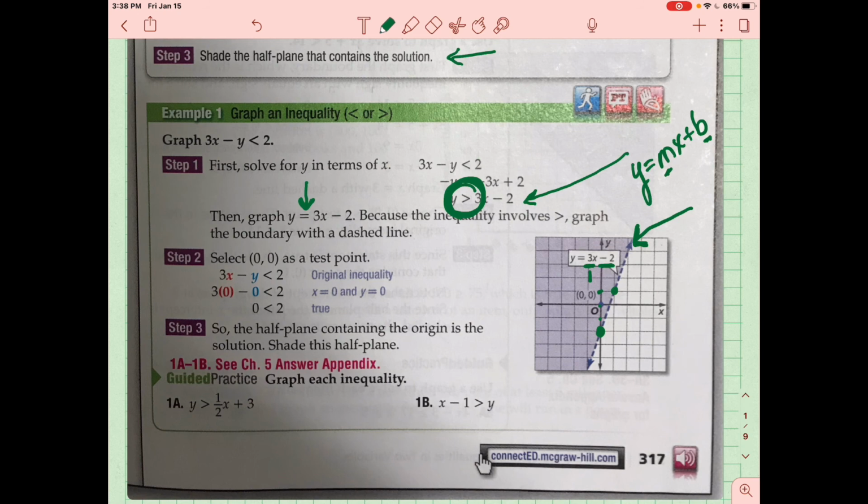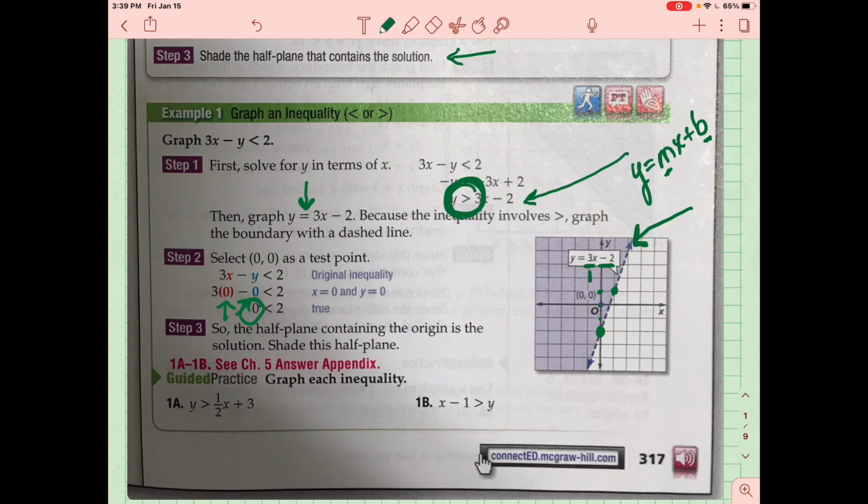All right, once we have our line in place, then we're going to test a point. And in this case, they're going to select 0 and 0 as a test point because it makes the math easy. You could pick 5,000 and 6,000. It doesn't really matter where you want your test point. It's just that you might pick 0 and 0 just because it's kind of easier math. We put that test point in the equation. There's the 0 for x and the 0 for y. And we end up with 3 times 0 minus 0, which just equals 0, is less than 2. And 0 is indeed less than 2, and so that's a true statement.